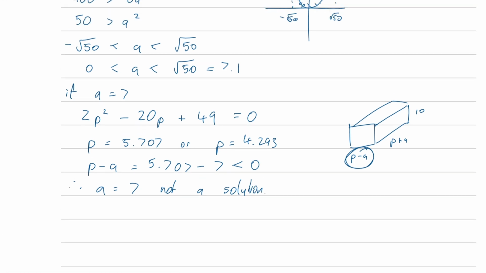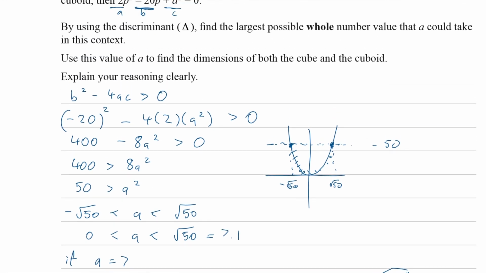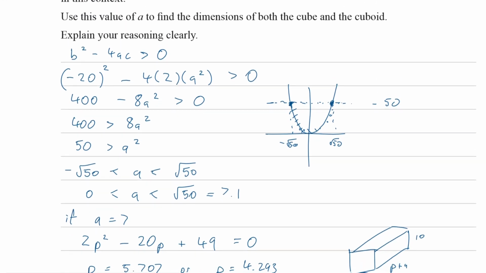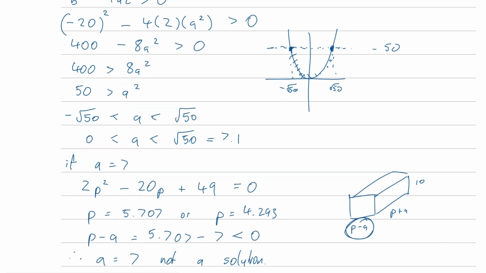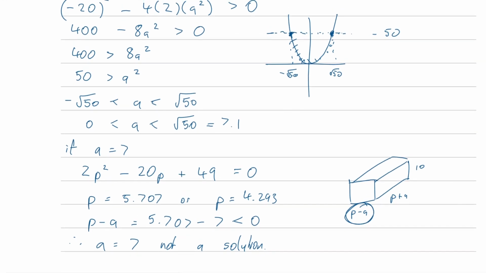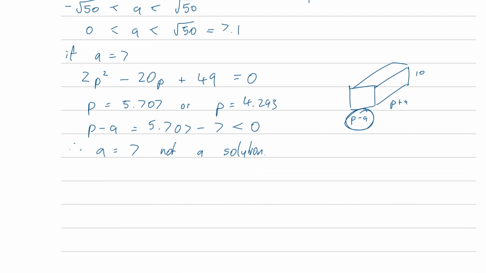Right, so just to summarize what we've done so far, we used the discriminant to find the possible values of a for there to be a solution. We picked the largest whole number in that range, which is 7, but we tried to verify it in the context. However, in this context, it didn't make much sense because we got a negative dimension for p minus a, so we discarded that solution. So what we do next is we find the next largest whole number, and in this case a equals 6, right? We just go 1 down.